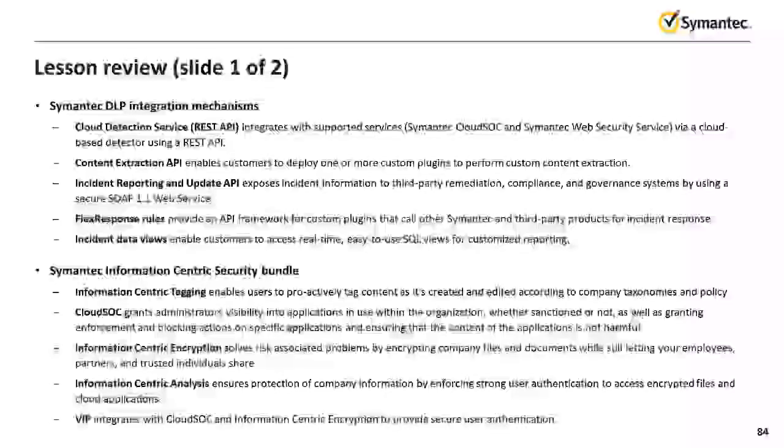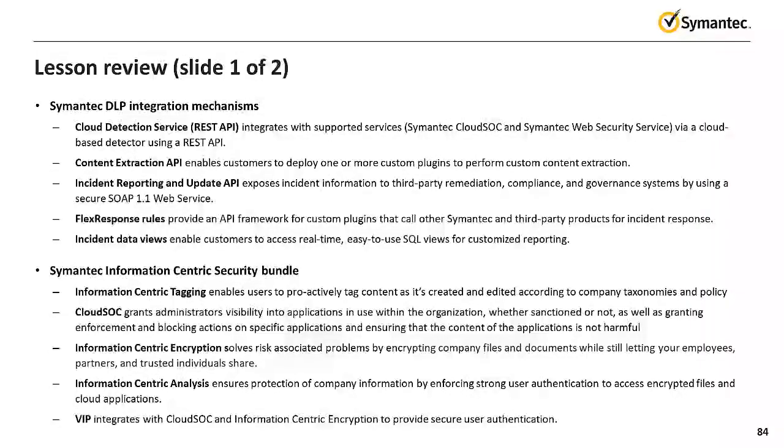This lesson has explained how Symantec DLP provides a platform for organizations to create a sustainable data loss prevention enterprise architecture through several integration mechanisms, or APIs, that Symantec DLP provides. Analysts have recognized Symantec DLP for its comprehensive sensitive data detection and advanced incident response functionality that can cover a wide breadth of data loss scenarios. Based on the underlying detection process, we reviewed the Cloud Detection Service REST API, Content Extraction API, Incident Reporting and Update API, Symantec DLP response rules, and the incident data views.